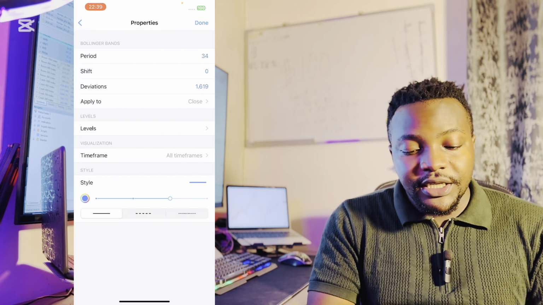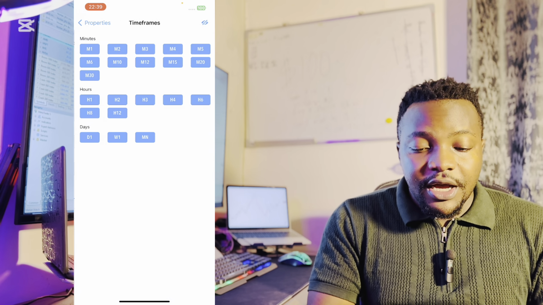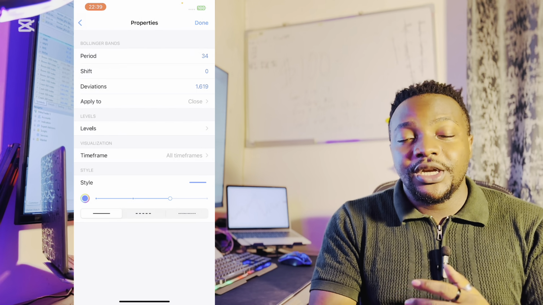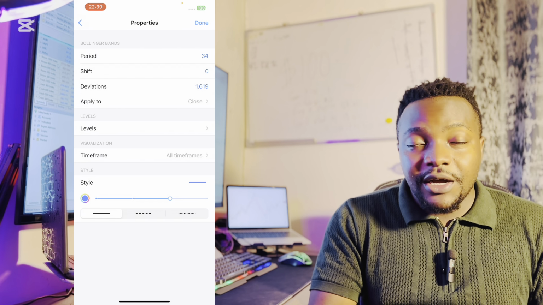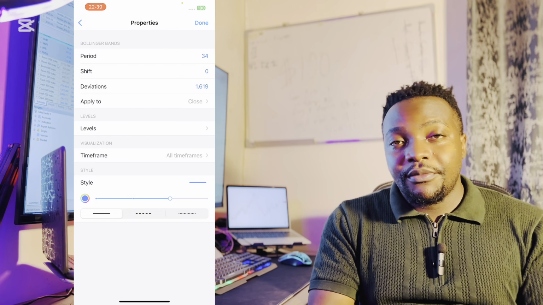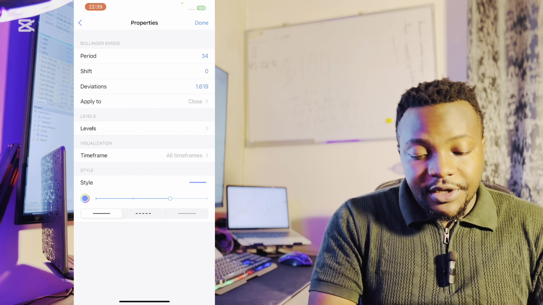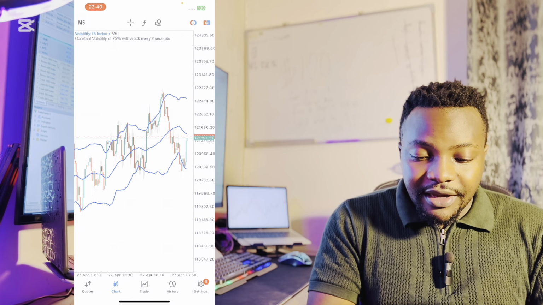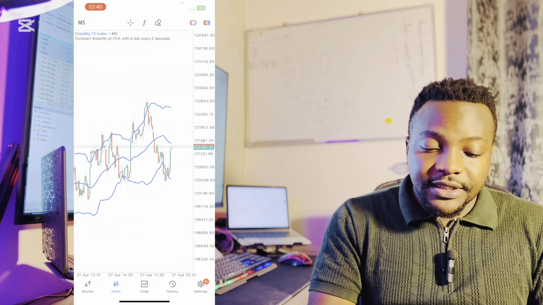And on visualization, since we said we're going to be sticking to the 5-minute time frame, you can pick the 5-minute time frame, or you can leave it on all time frames so that you can switch around. And then on your style, which is the color of the indicator, just use the blue color, and you can customize your colors of your own choice once you're comfortable with the strategy. So once you're done, you simply click done, and as you can see on our charts, we now have those blue Bollinger Bands running. Okay, so this is the first indicator.